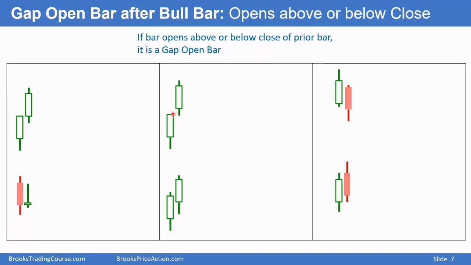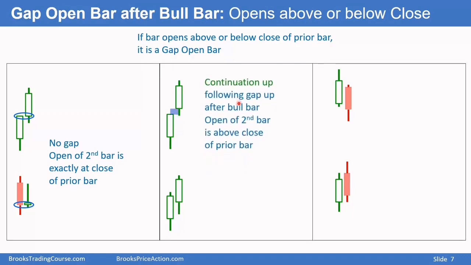This bar opened above that close. There's a gap. This bar opened below that close. There's a gap. So bull bar and then a gap down that rallied up, a bull bar and a gap up that rallied up. We have a bull bar and another bull bar. The bull trend is continuing. Open of the second bar above the close of the first bar. And here we got continuation up, but we had a gap down.